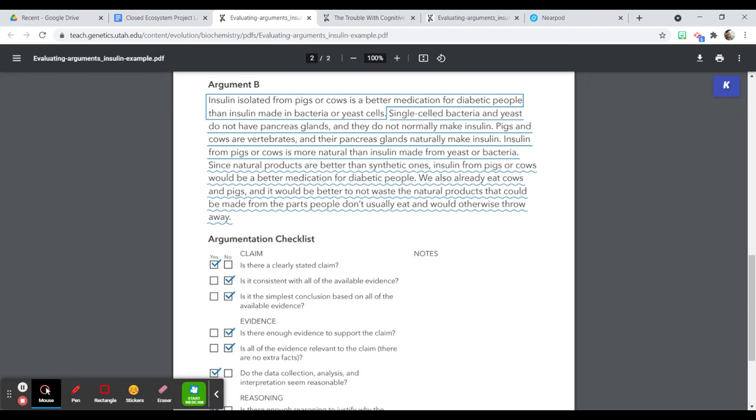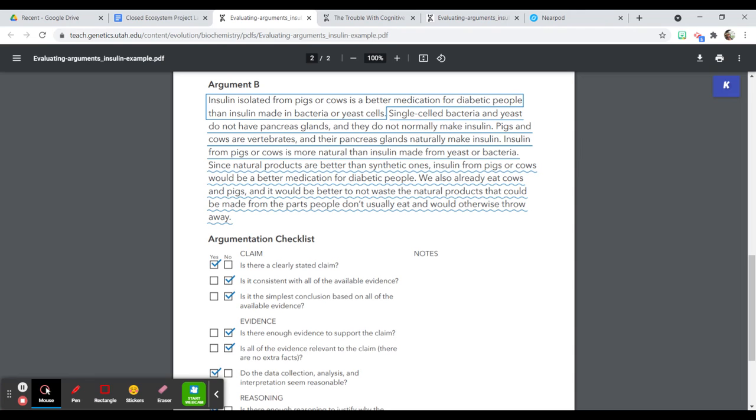Now let's look at their evidence. Single cell bacteria and yeast do not have pancreas glands, and they do not normally make insulin. Pigs and cows are vertebrates, and their pancreas glands naturally make insulin. Insulin from pigs or cows is more natural than insulin made from yeast or bacteria. Again, this student is beginning to insert their own opinions. You want to stay away from that when you are writing your claim and your evidence. You want to base it solely on facts.